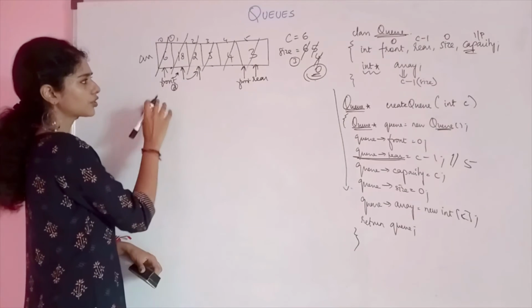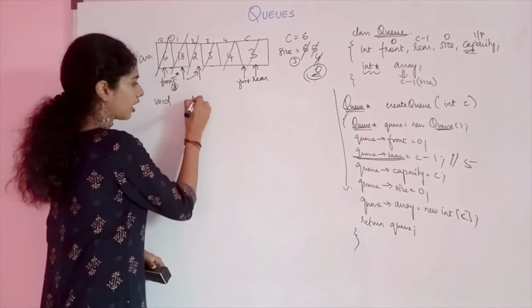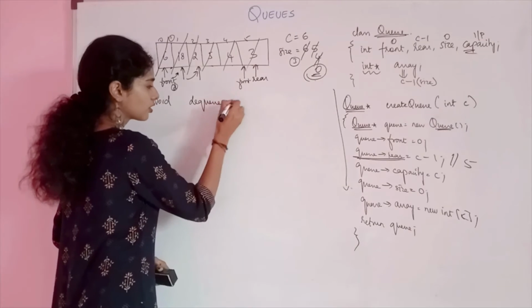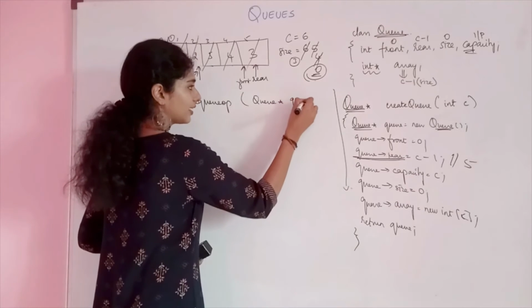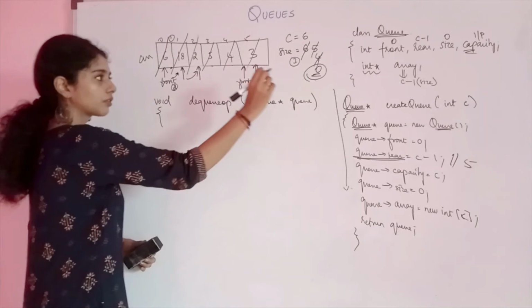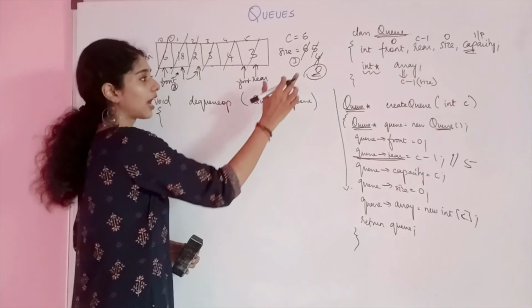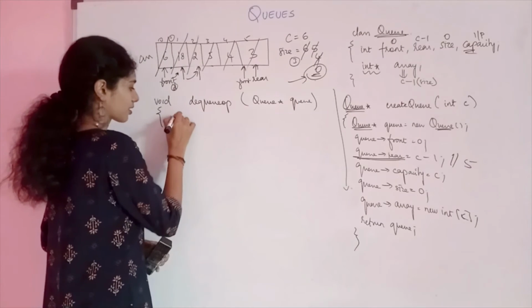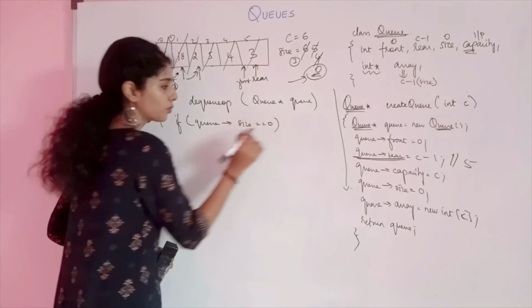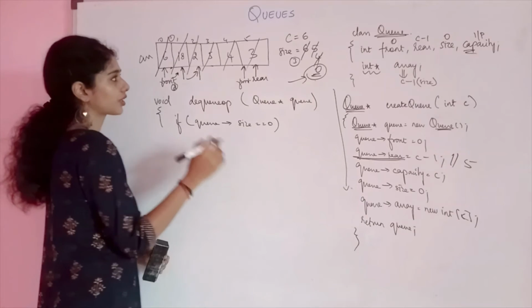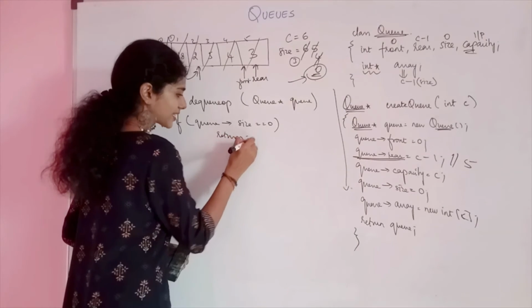So what should our function return? It's not returning anything, so void. It's called the dequeue operation. What should I get as input from the user? I'll have to get the initial queue. First of all, while performing the dequeue operation, we have to check whether it has the underflow condition. If queue of size is equal to 0, which means it has an underflow condition, then I simply return. I have no operation to perform.